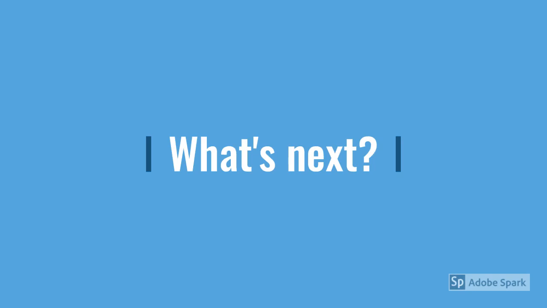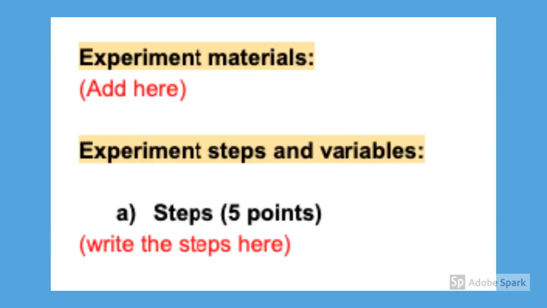Okay, everyone. Now that you're done with your hypothesis and your variable tables, what's going to happen next? Now, according to the project document, these parts we had left from last time, the experiment materials and the experiment steps, and then followed by variables, which you have already done. So really, it's the experiment materials and experiment steps.